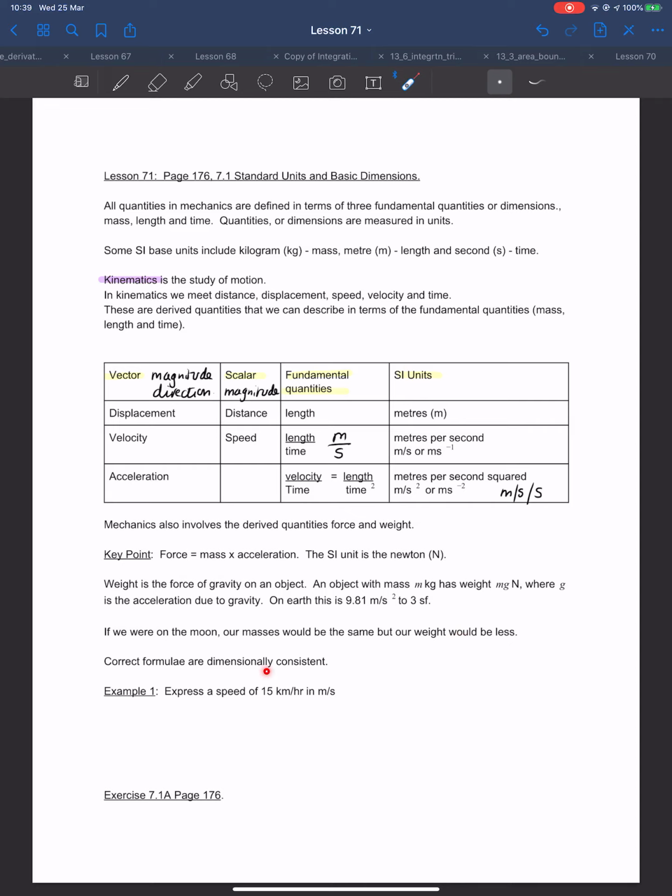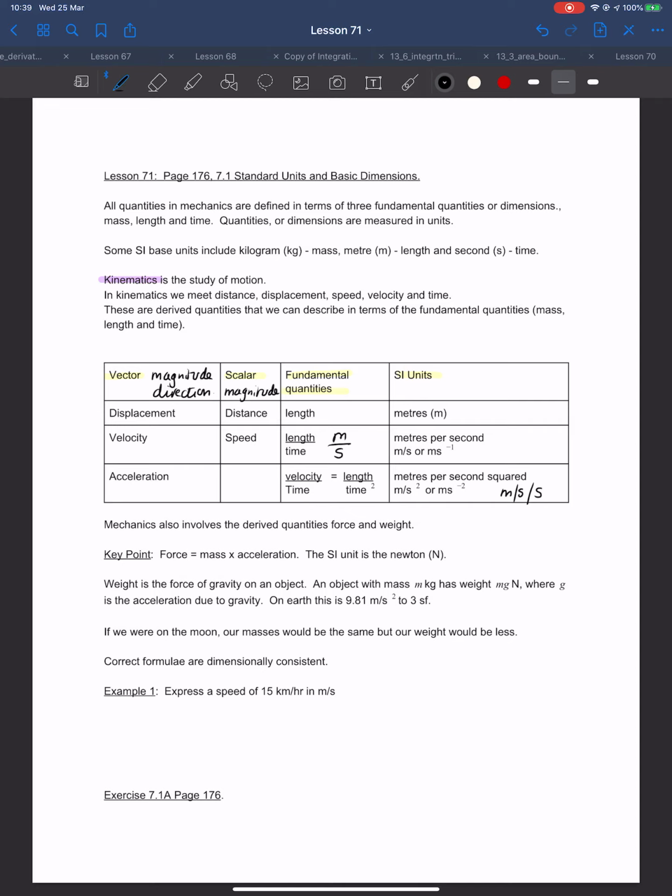Correct formulae are dimensionally consistent. So this is what I was referring to up here. Speed, which is length over time, is metres per second. And then acceleration is metres per second squared. If you think about it, it's metres per second per second, so it's metres per second squared. So it means you can check the dimensions to make sure you've got the right sums.